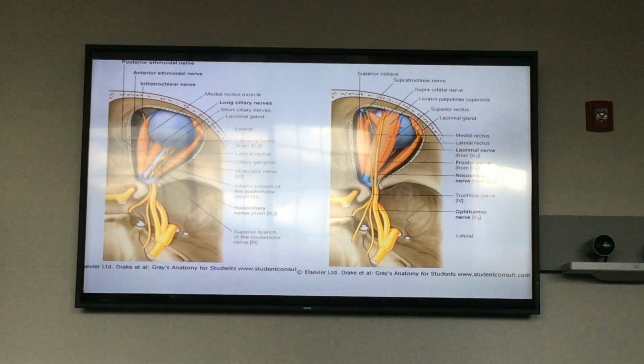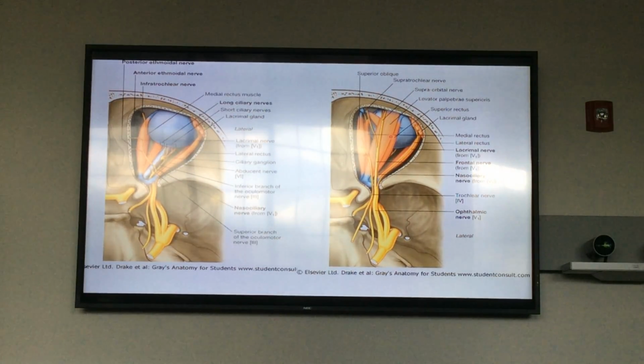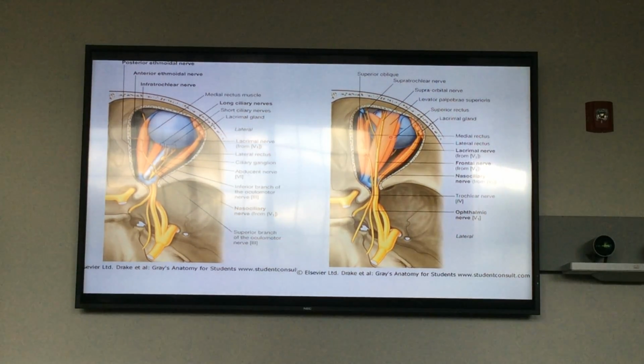So these are basically the nerves that are going into the orbit. One of the things that I want you to appreciate is that there is a large presence of the trigeminal nerve. There's a nasociliary nerve, and by its name, it's going to be the ciliary region of your head. It's going to do sensory innervation of your nasal regions.